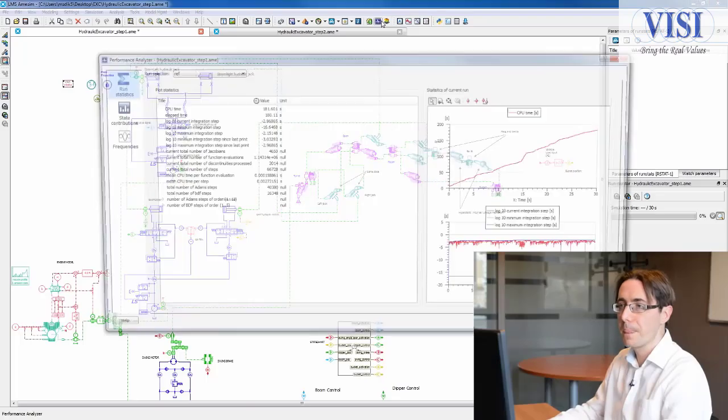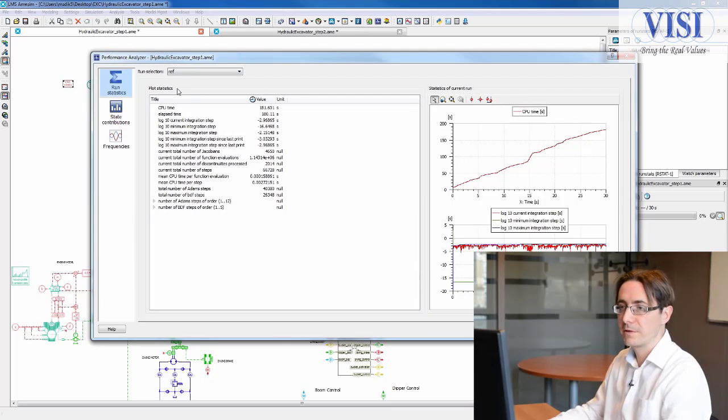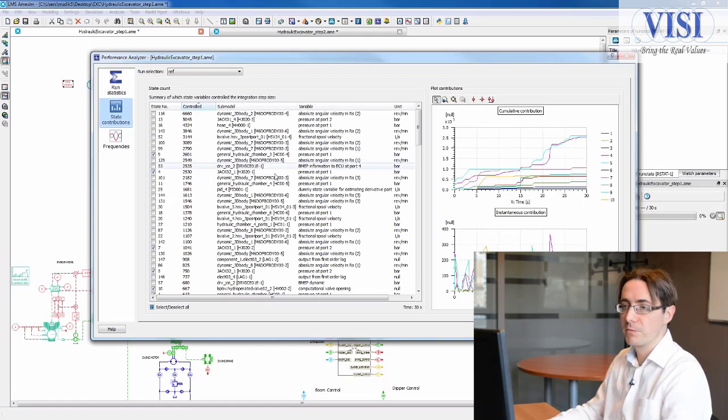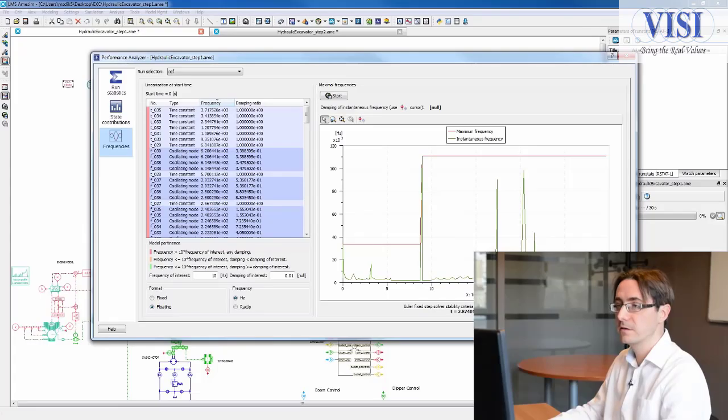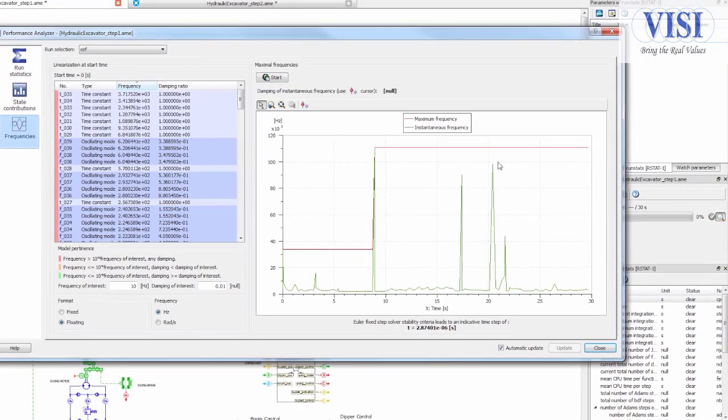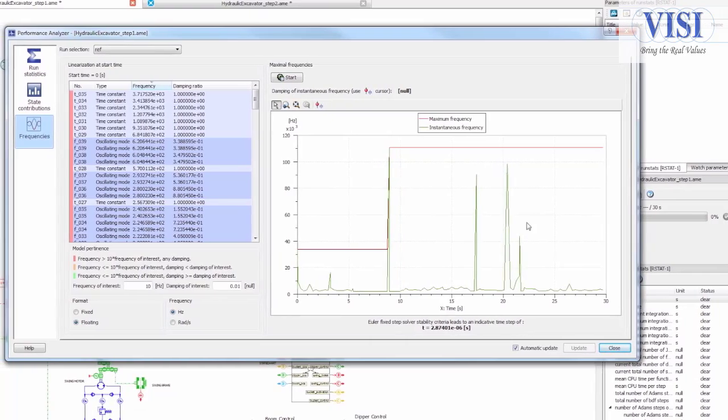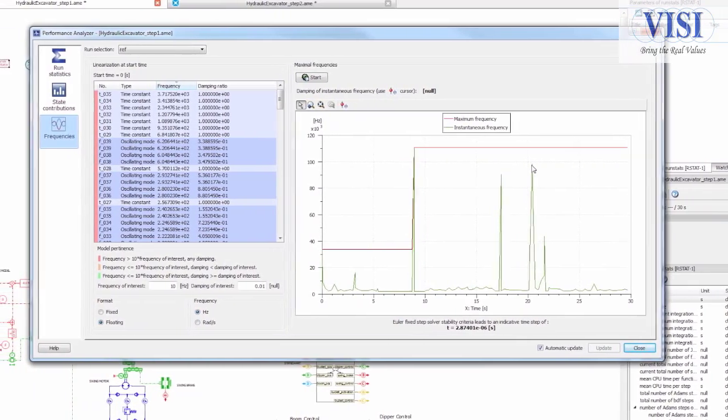We are going to use a first tool, which is the performance analyzer. Within the performance analyzer, we have access to the results, to some information of the solver. For example, the current integration step, and also the state contribution, meaning which parts of the system are CPU time consuming. With frequency analysis, we have the possibility to visualize what is the maximum frequency of the system at the different CPU times. So we can see here that we have a very huge frequency, around 20 seconds, which is around 100 kilohertz.